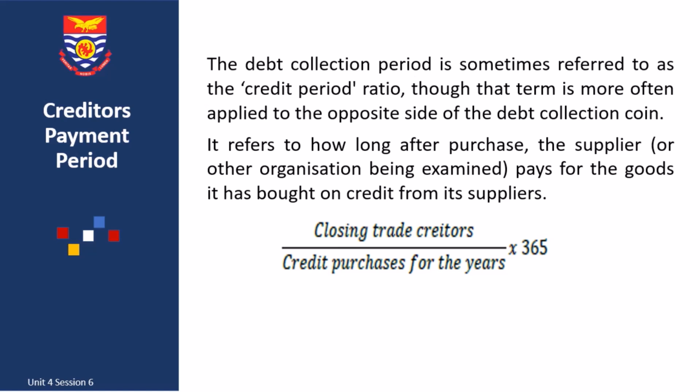The formula for calculating this credit payment period is the closing trade creditors over credit purchases for the year times 365. And then 365, like we said earlier, has to do with the number of days we have in the financial period or the financial year. So the creditor's payment period is the closing trade creditors over the credit purchases for the year times the 365 days we have in the year.